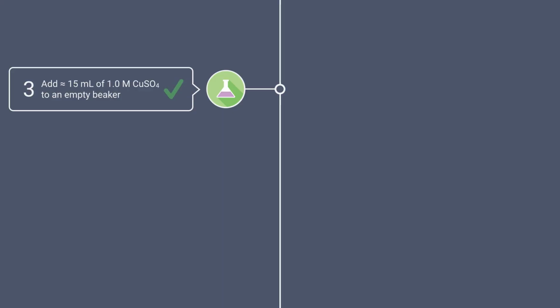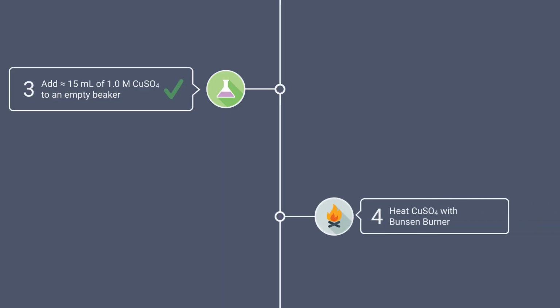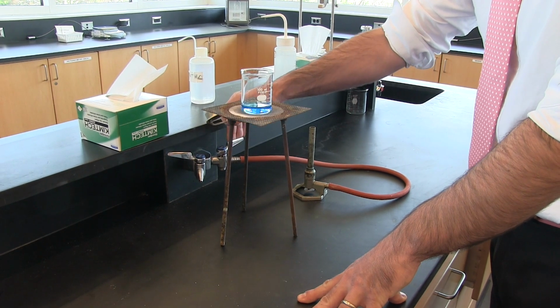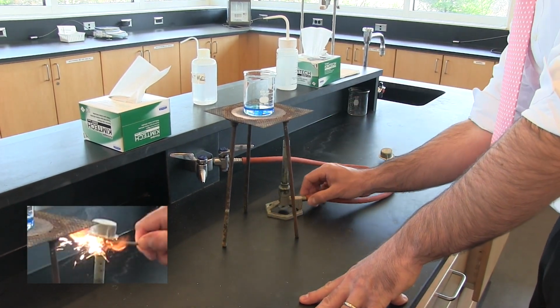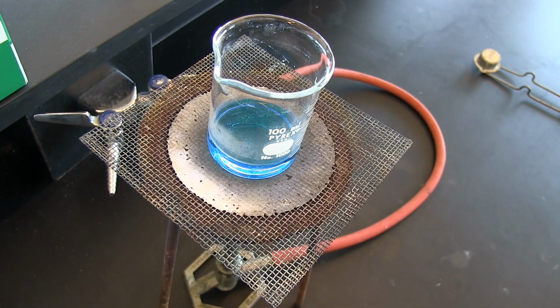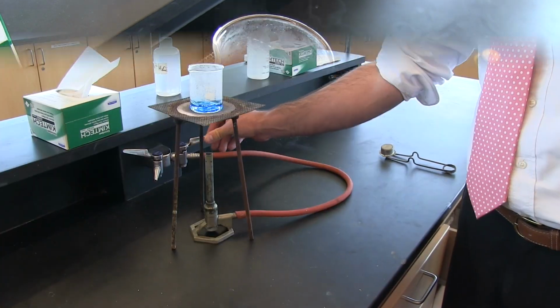Next, we're going to use a Bunsen burner to heat up the copper sulfate. Turn on the gas, use the striker to light it, and begin heating the copper sulfate solution. Heat until you see bubbles coming from the solution. That tells us it's starting to boil.